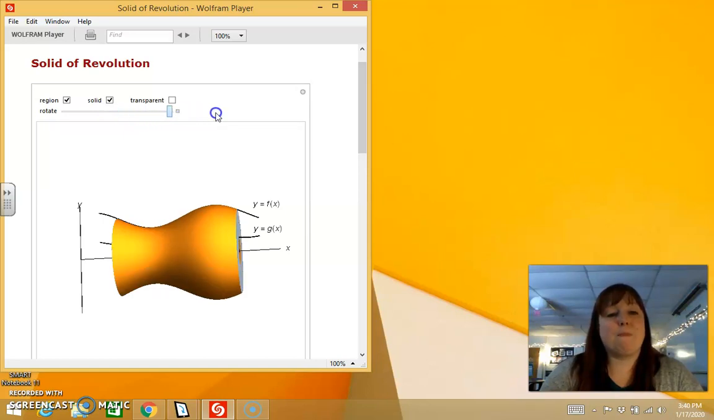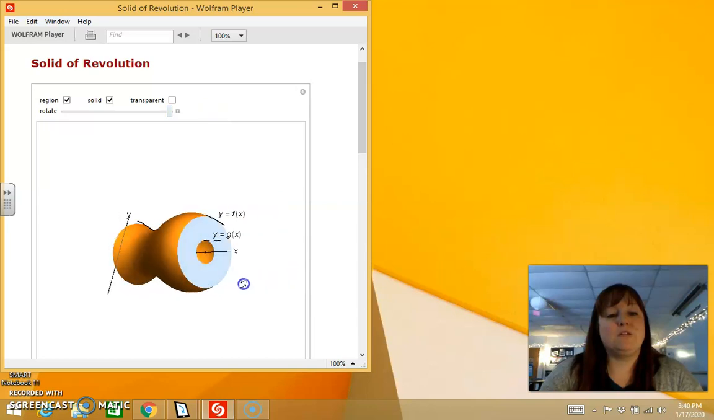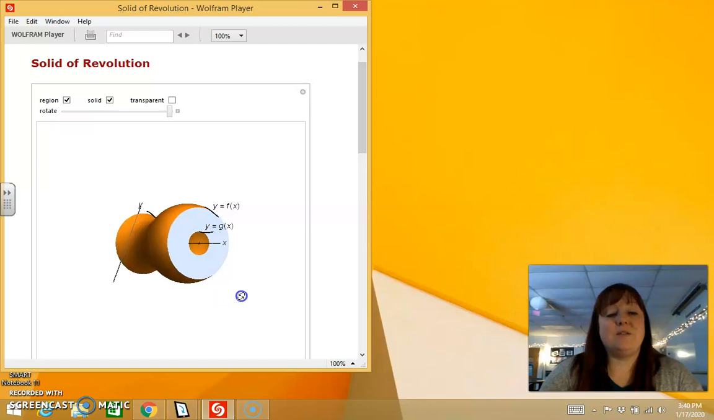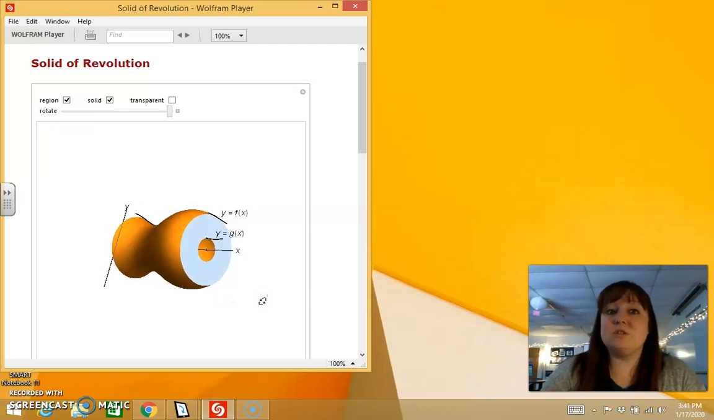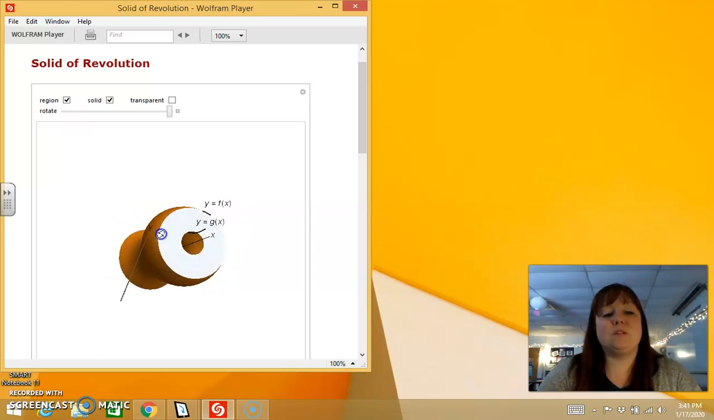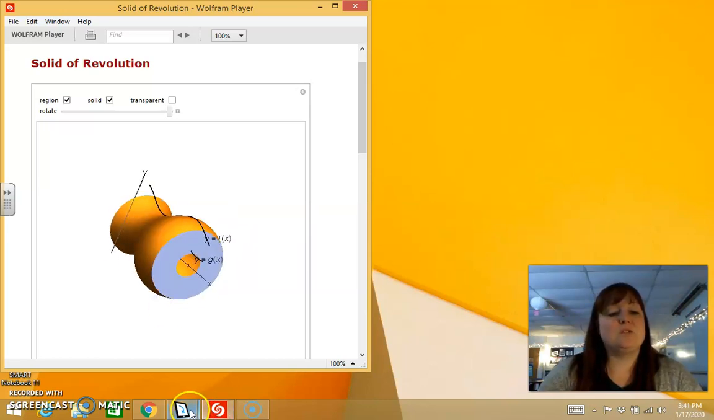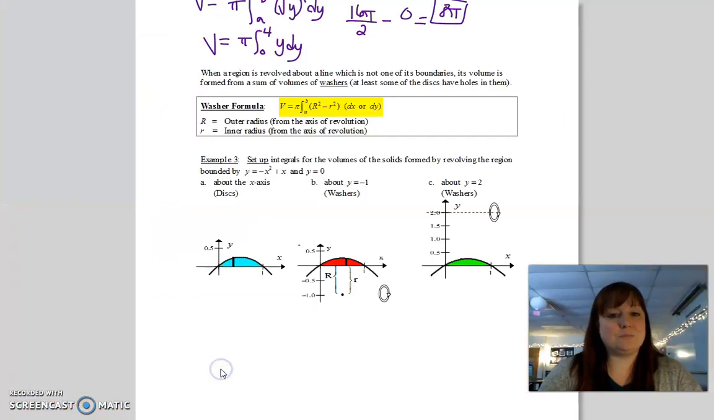But you see the 3D shape actually has a hole in the middle because the original area doesn't actually touch where we rotate around. So it's going to end up with a hole in the middle. When we have a hole like this, we're going to have to use something called the washer method. So let's take a look at how that actually works.